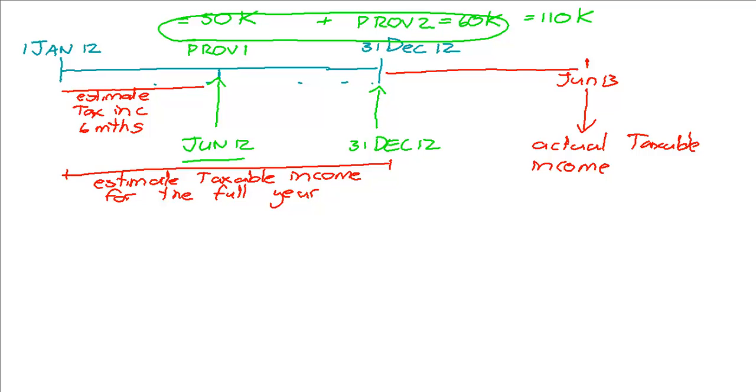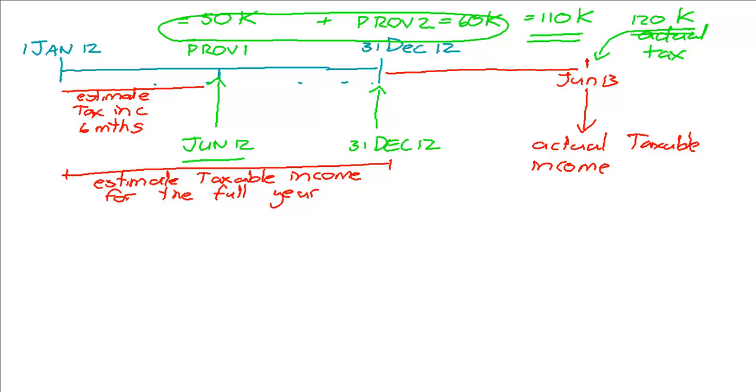Now, let's assume that my actual taxable income gave me an actual tax of 120,000 Rand. Based on my provisional payments, I expected my tax to be 110,000 Rand. My actual tax came to 120,000 Rand. So that means I still owe SARS 10,000 Rand.